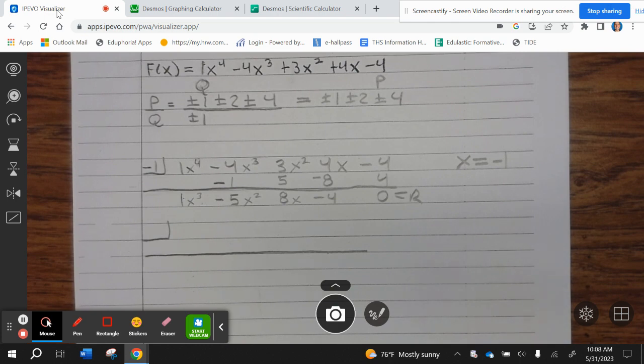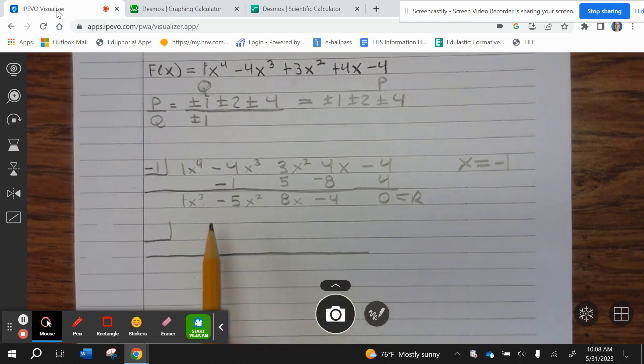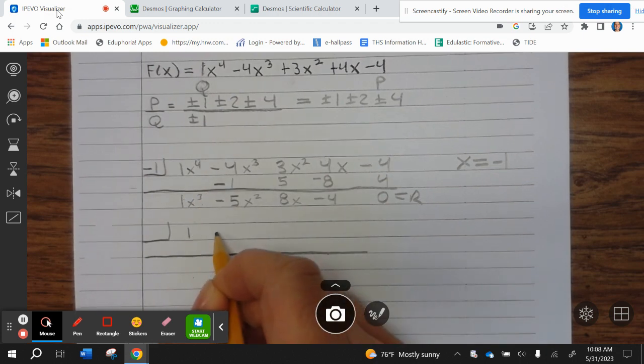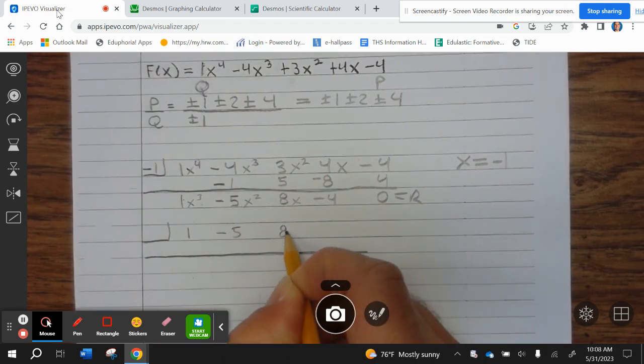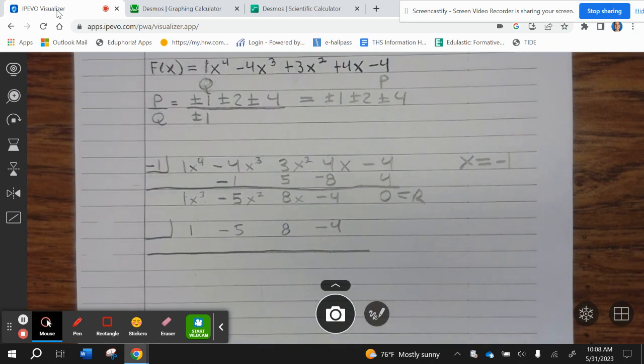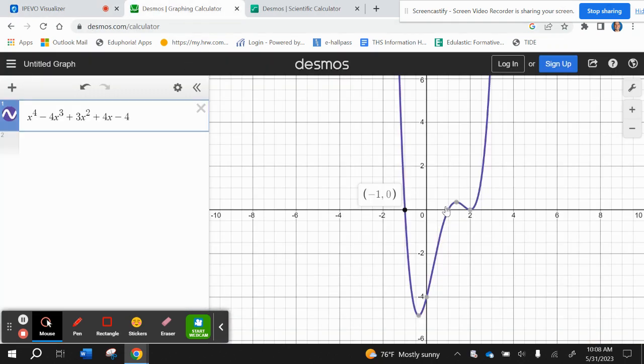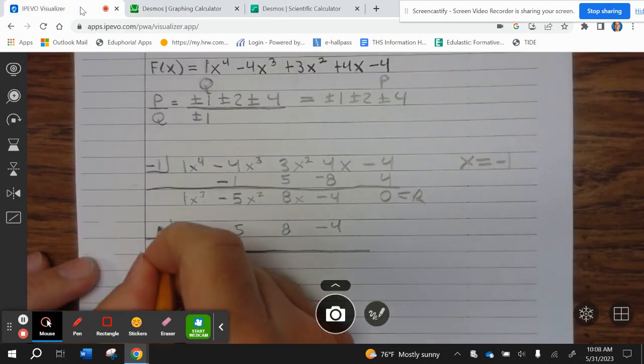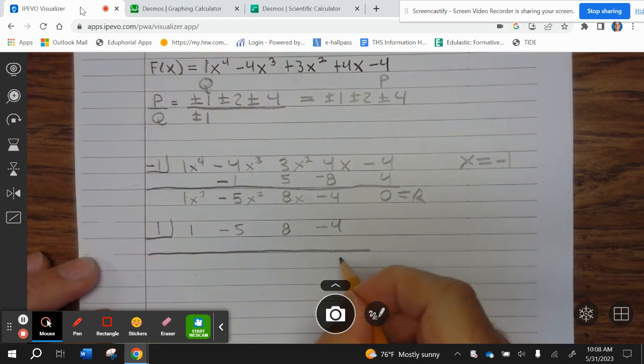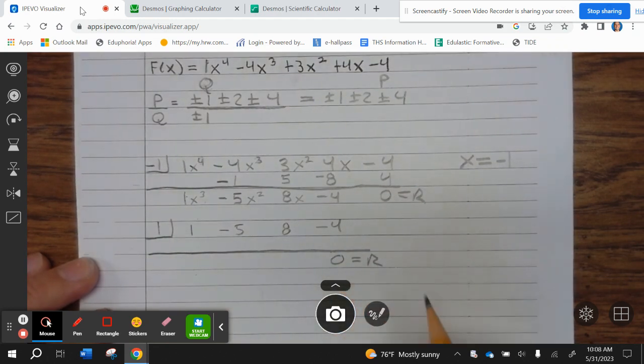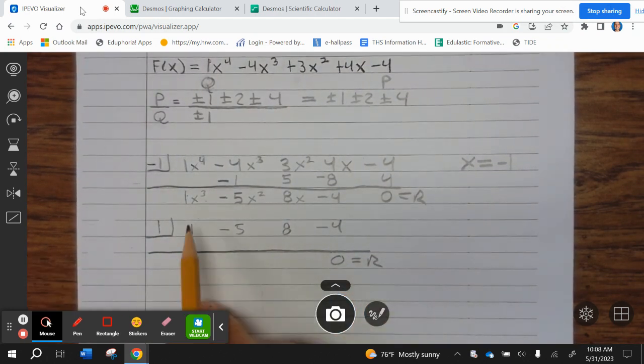All right. So we're going to bring down the 1, negative 5, 8, and negative 4. We're going to use synthetic division again to reduce this one more time. Let's go back to our graph and use 1, because we know that's going to work. We know the remainder is going to be 0, but we need to reduce it so we can factor to find the remaining two zeros.